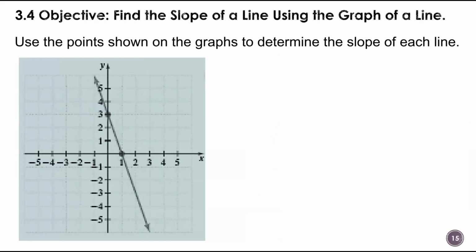Okay, it says use the points shown on the graph to determine the slope of the line. Now we can name these points and use the formula. So we could use 0, 3 and 1, 0 because that's the 2 points that are marked, right? We can also use the counting method, and the counting method is just finding the rise. So from here it's 1, 2, 3. Notice this is falling or a decreasing line, so that would be a -3. And then 1 to the right, that would be my run. So this slope is -3 if I just count it on the graph.